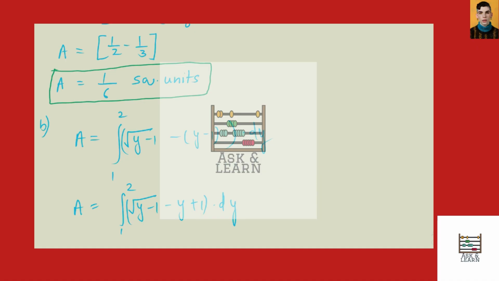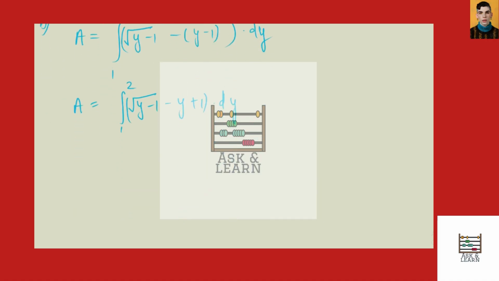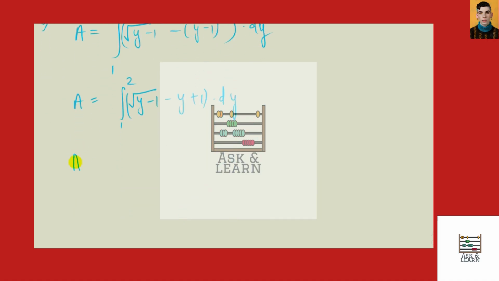Now we will integrate this expression with respect to y, and we will get area A equals the integral of square root of y minus 1, which will be y minus 1 to the power 3 by 2 over 3 by 2, and we can write that as 2 by 3 times y minus 1 to the power 3 by 2, and y will be integrated to y square over 2, 1 will be integrated to y, so this will be plus y, for the limit 1 to 2.